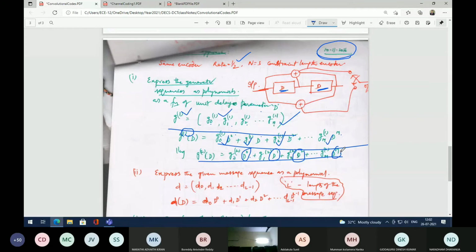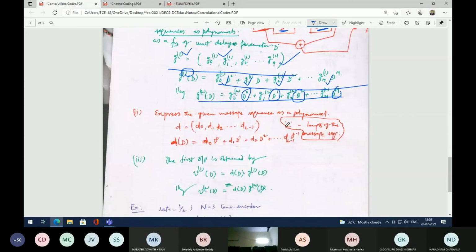Likewise, this is the delay. Here, previously I represented D as the message bits, taking length L of the message sequence. Now I can write it as D of capital D, where D is the delay: D0 into D to the power of 0, D1 into D to the power of 1, D2 into D square, likewise DL minus 1 into D to the power of L minus 1. I can represent it this way. It represents the delay, that's all.